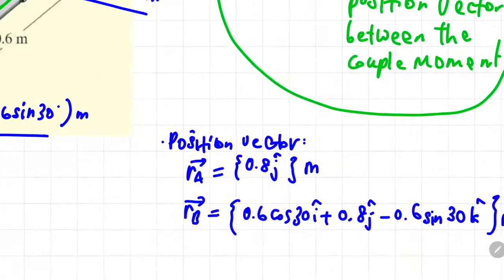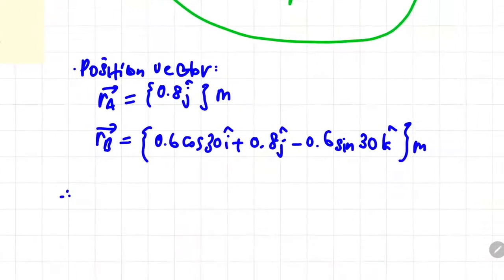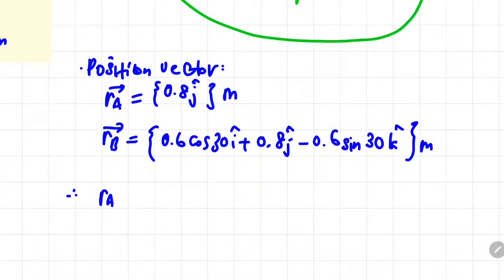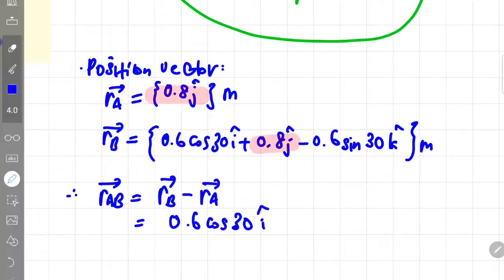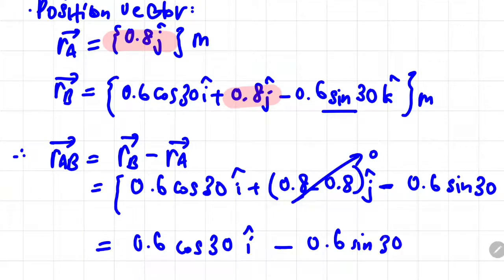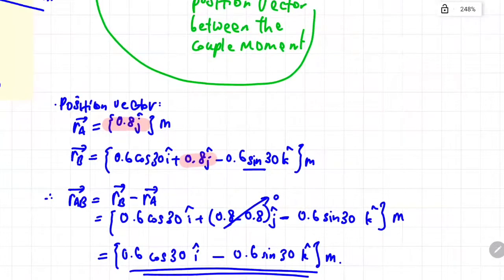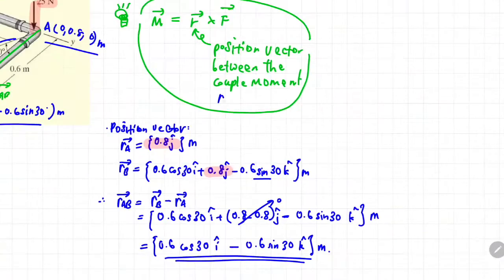Okay, now that we have the position vector of A and B, we can find the position vector connecting point A and B by using the formula of RAB is equivalent to RB minus RA. So this is quite straightforward from here onwards. So you try to solve this, and the answer will be as shown. Okay, so R is settled.